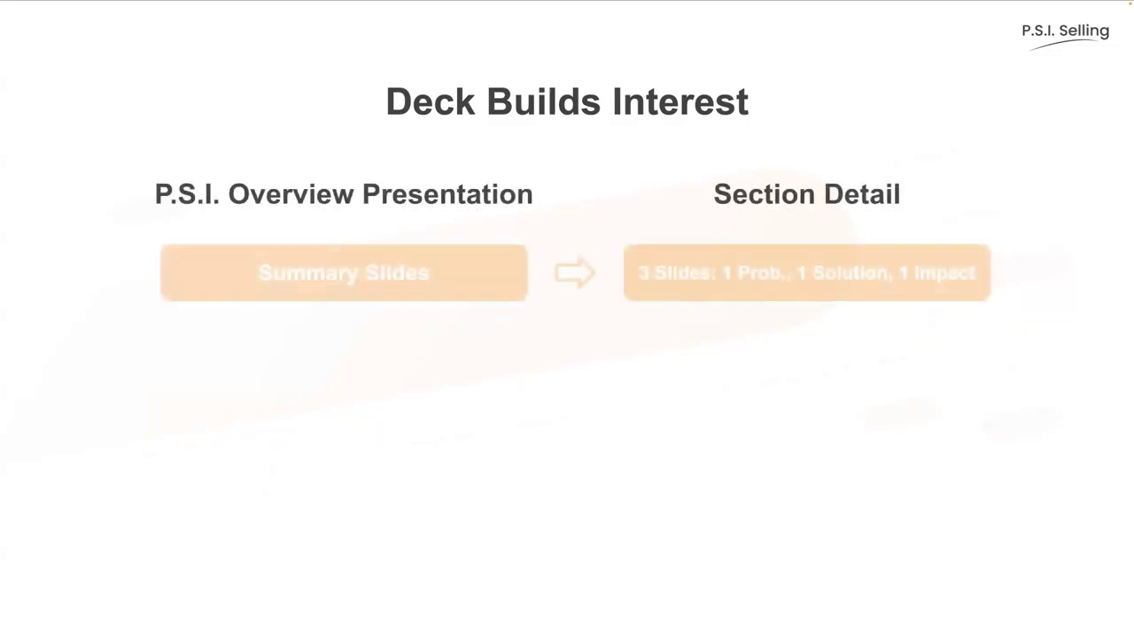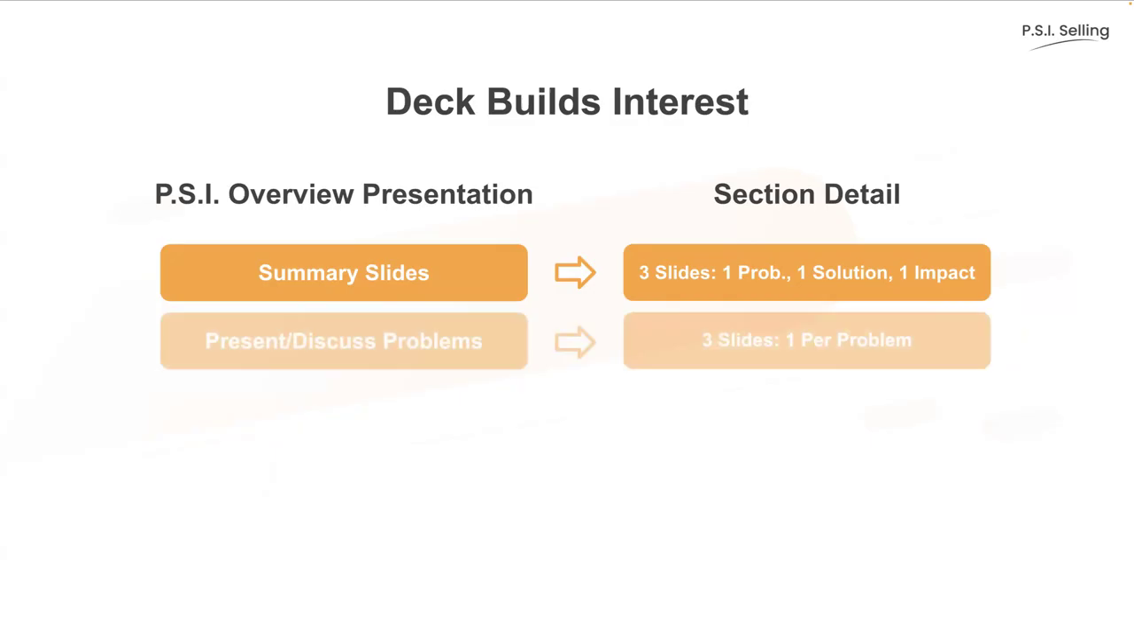So we're going to build our deck to build interest on the part of the prospect. Let's have a look at the different sections of the deck and talk about how they work together. The punchline is that you're going to use this problem to solution to impact flow throughout the course of the deck. So we'll start off with our summary slides. Right? There's 3 slides, one on problems, one on solutions, and one on impacts.